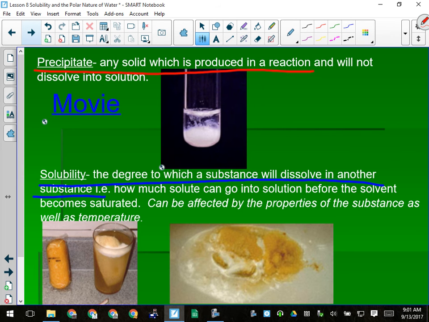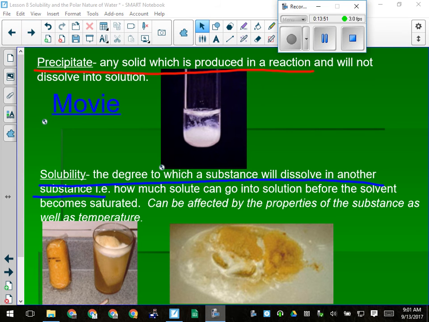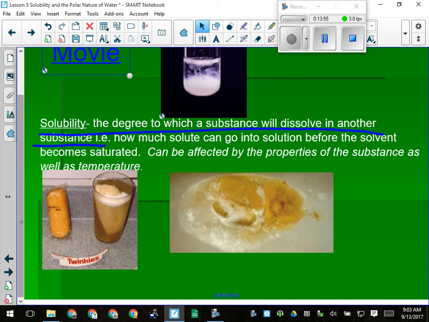All right, so a precipitate is any solid that's produced in a reaction and will not dissolve in the solution. All right, and I'll show you a quick video of that here, and then we'll talk about the disgusting picture underneath. Okay, so some things are soluble, some things are not.